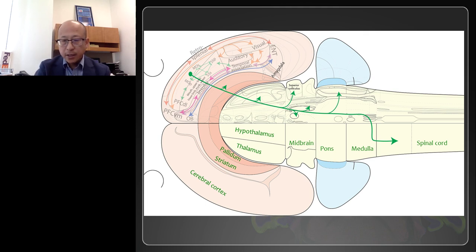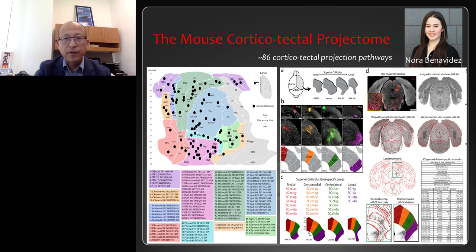So the next question really is, how do cortical areas project to other subcortical structures? For example, here is the superior colliculus. For this part of our work, we also generated what we call the mouse cortical projectome. We analyzed many injections in the cortical areas and put together this paper. This is unpublished data. We used about 86 cortical projection pathways. And the same thing, we look at each individual cortical area's projections.